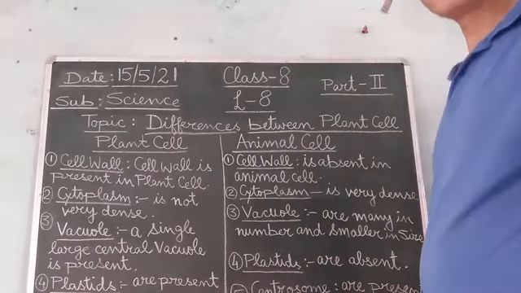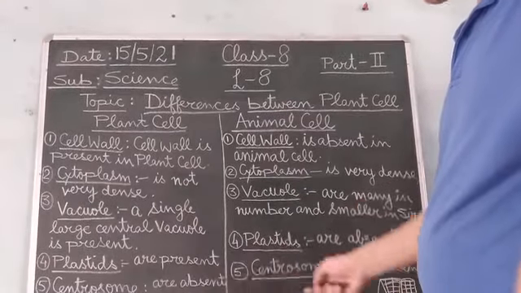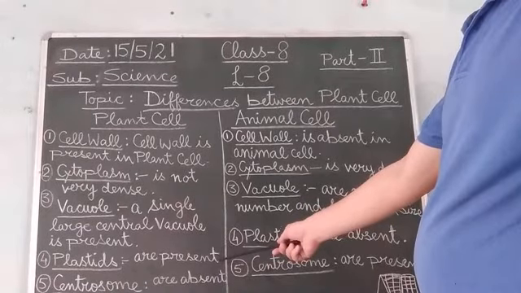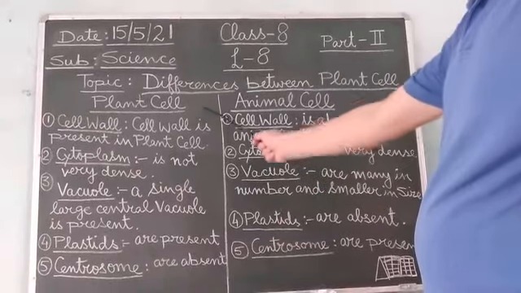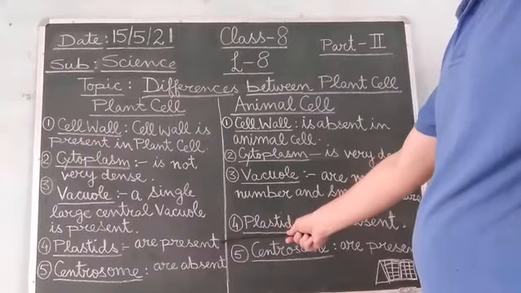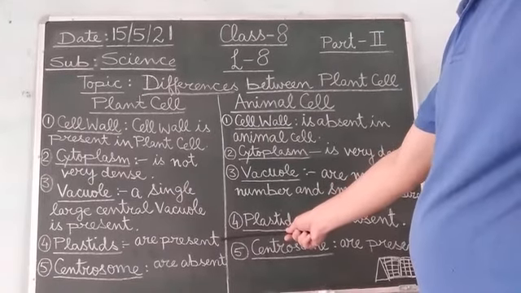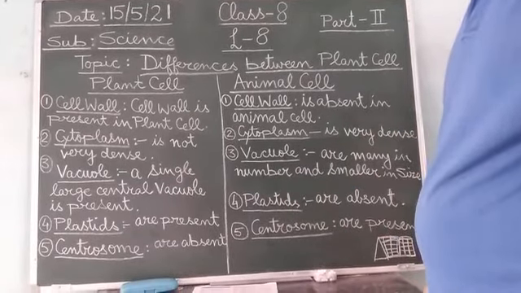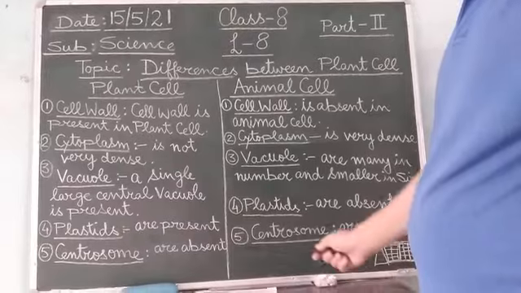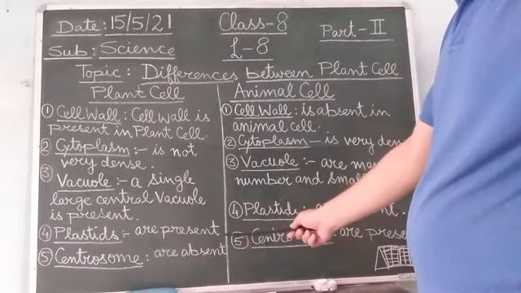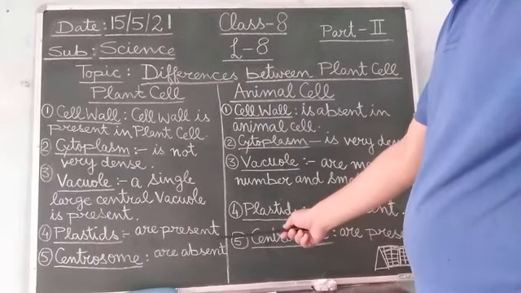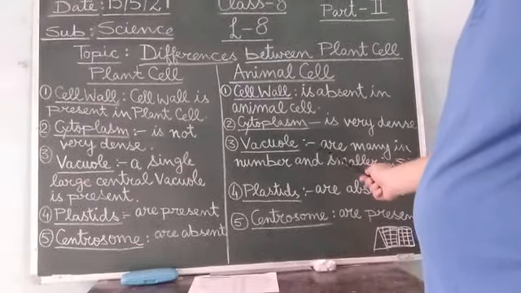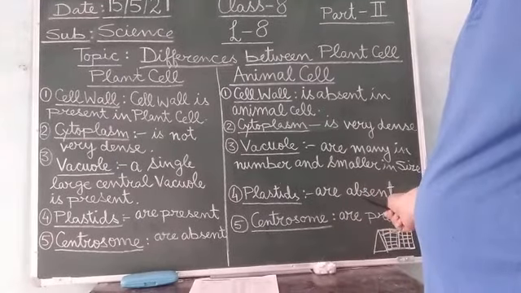Now, the fourth point of difference is on the basis of the presence or absence of one organelle which is called the plastids. In the case of the plant cells, plastids are present, and there are three types of plastids present in the plant cell. First is chloroplast, second is chromoplast, and third is leucoplast. Whereas in the case of the animal cell, the plastids are absent.